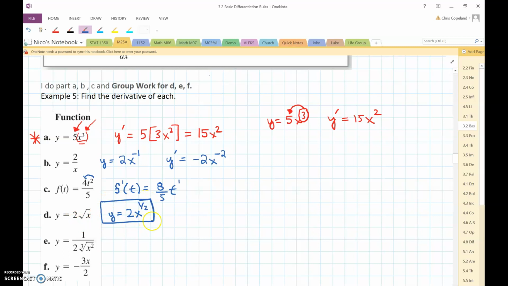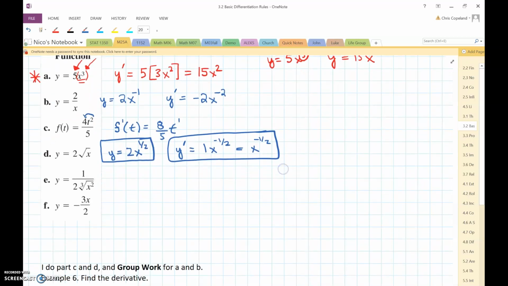Then we can take the derivative. So I'm going to take 1/2, multiply it by 2. That would give me 1. And then it would be x. And then I'm going to take 1/2 and subtract 1 from 1/2, which would be negative 1/2. You could leave your answer this way or that way. Either way would be fine.